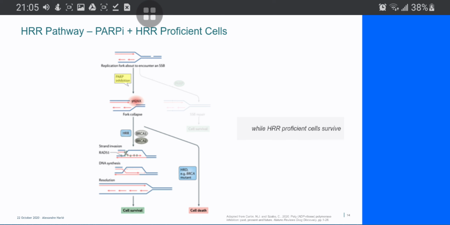And if the HRR is proficient, the cells can still survive because the homologous recombination repair is still working, even if you are blocking PARP with an inhibitor.